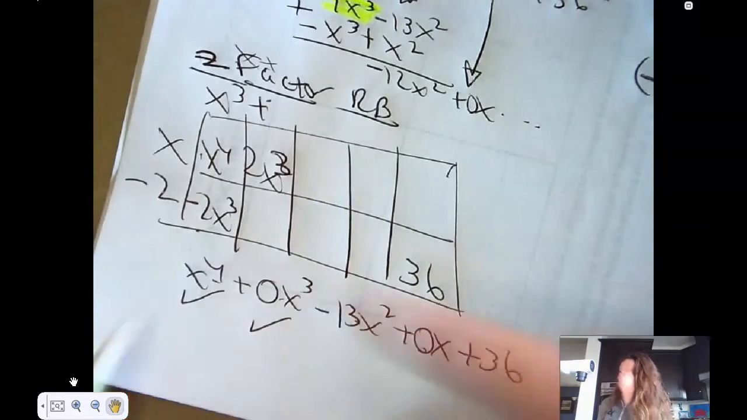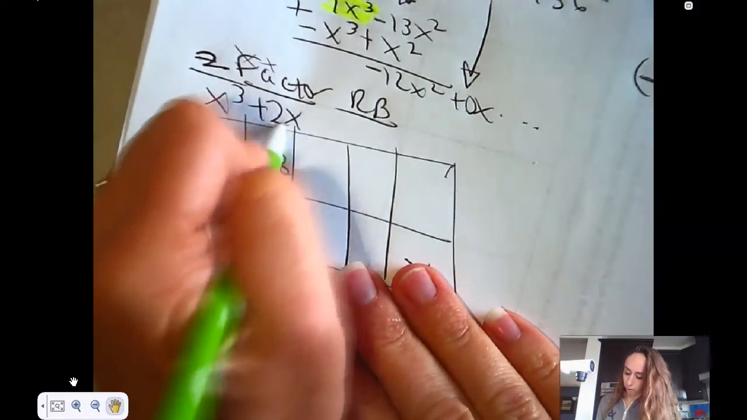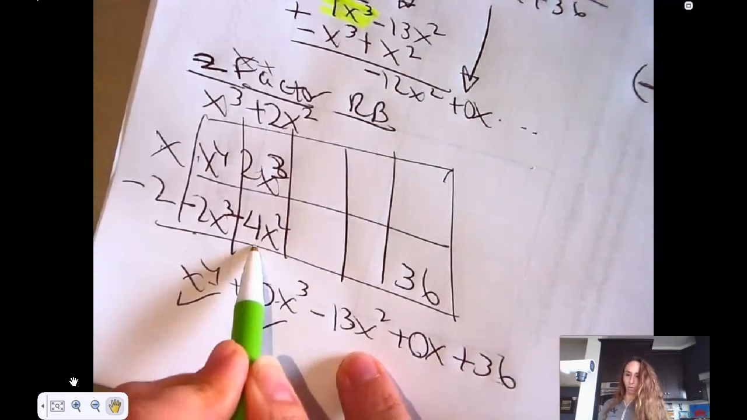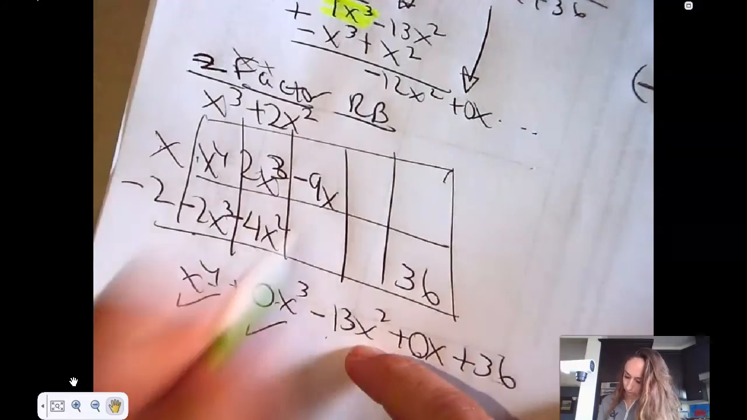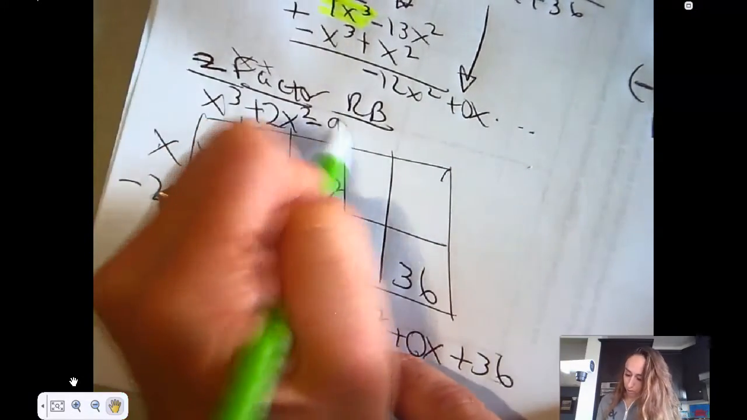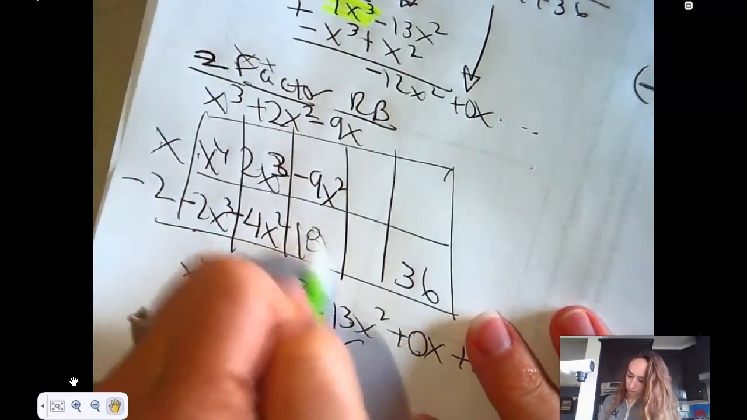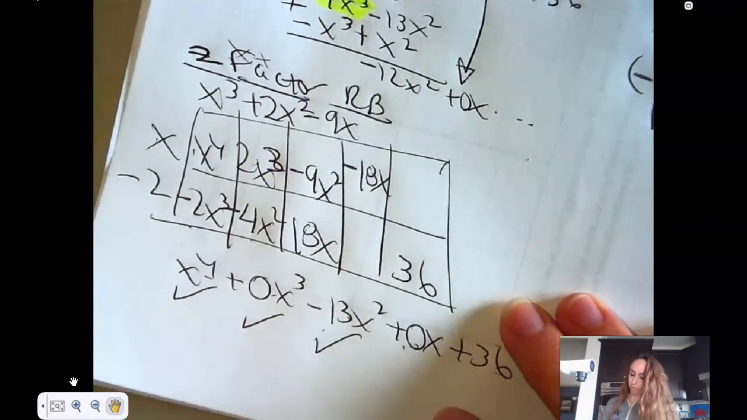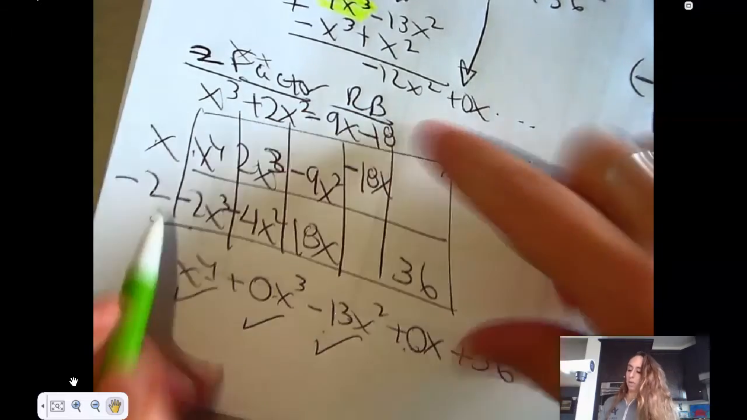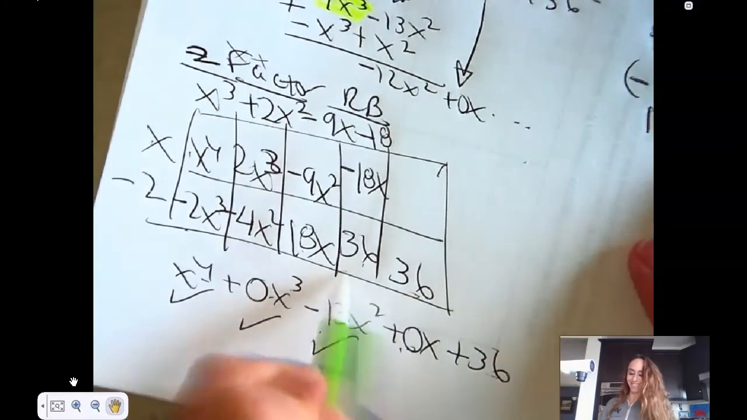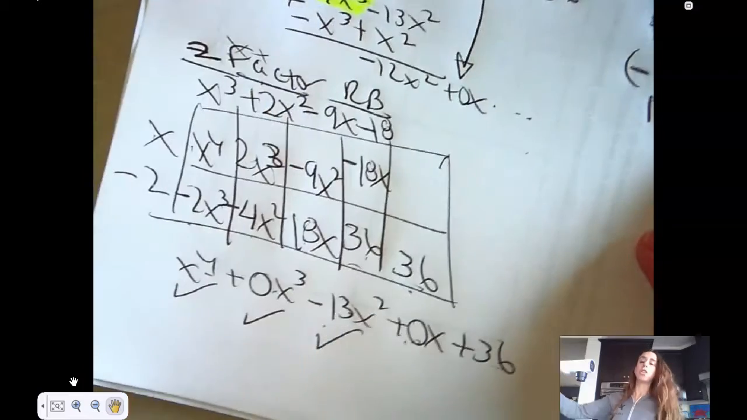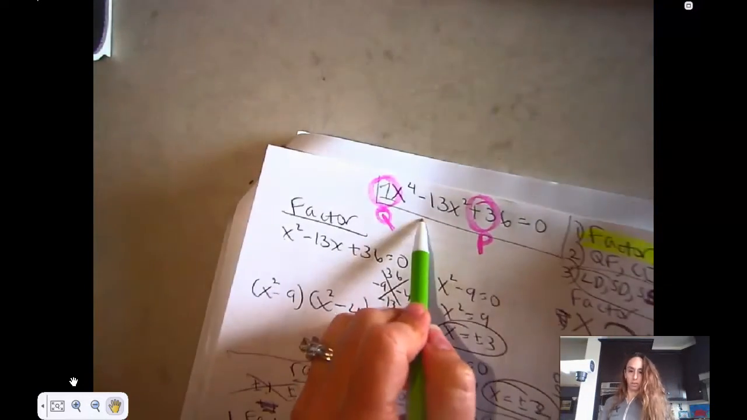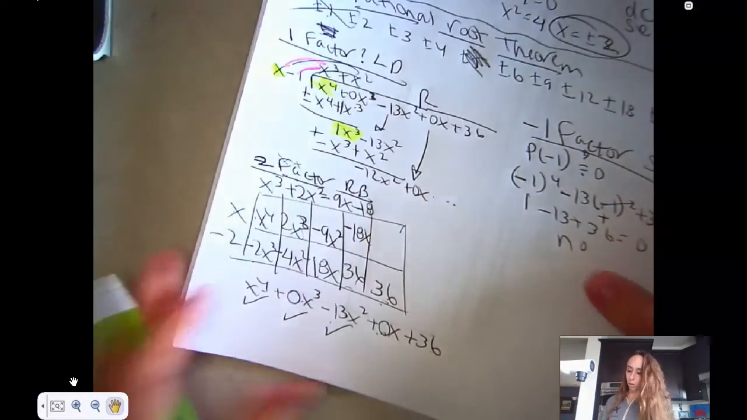Oops, I really got to slow down. 2x squared. Let me just double check because my brain is not being awesome. All right, I have negative 4x, but I need negative 13x, so negative 9x squared. So that would be negative 9x. That's done. 18x. I have 18x, but I have 0x, so I need negative 18x. Negative 18. And then now 36. Look at that. That's what I'm supposed to get. So is 2 a factor of the original? Yes. Now, that only told me one of the factors.